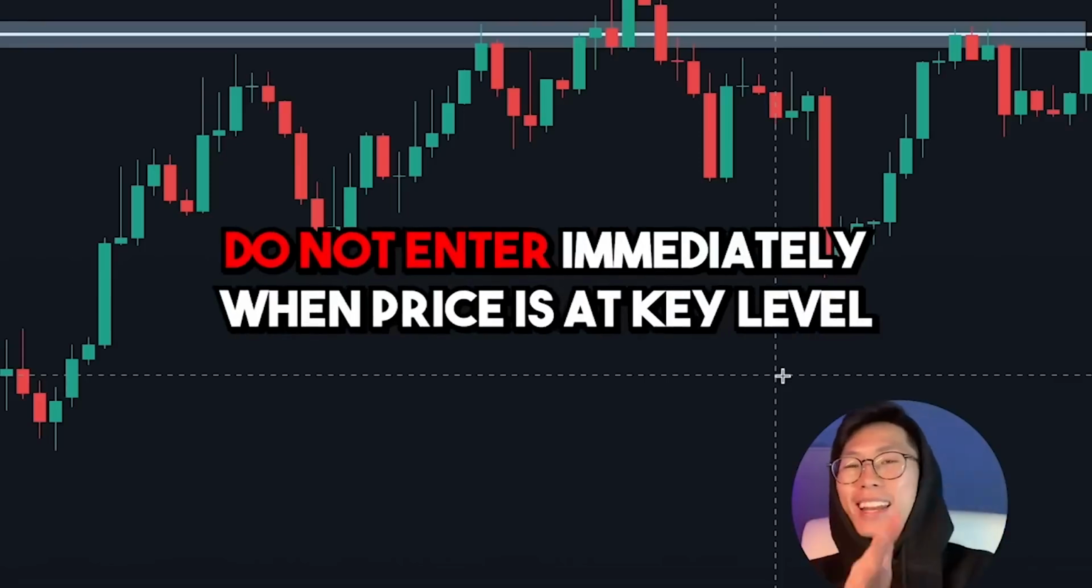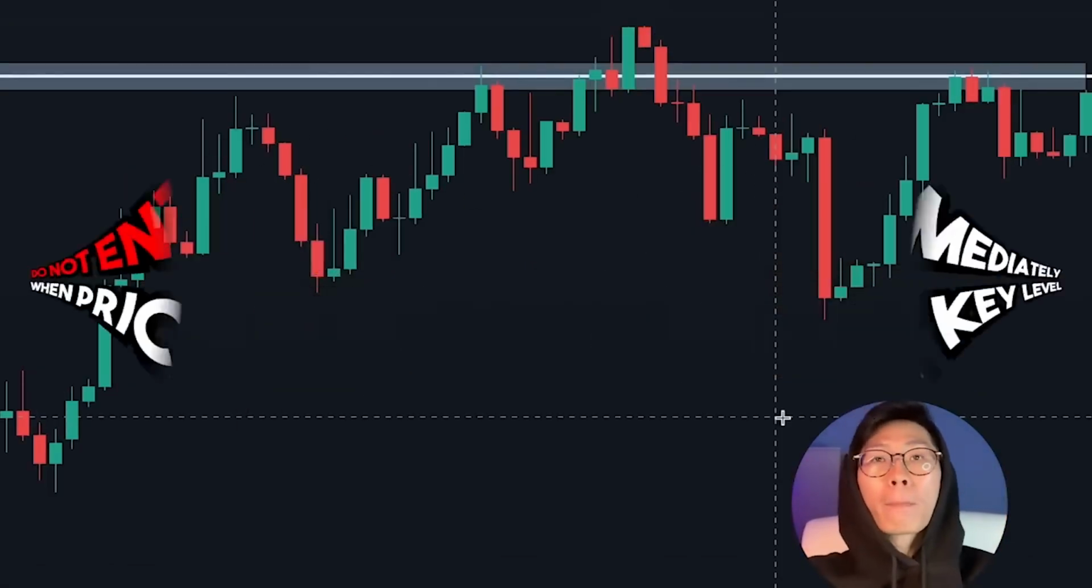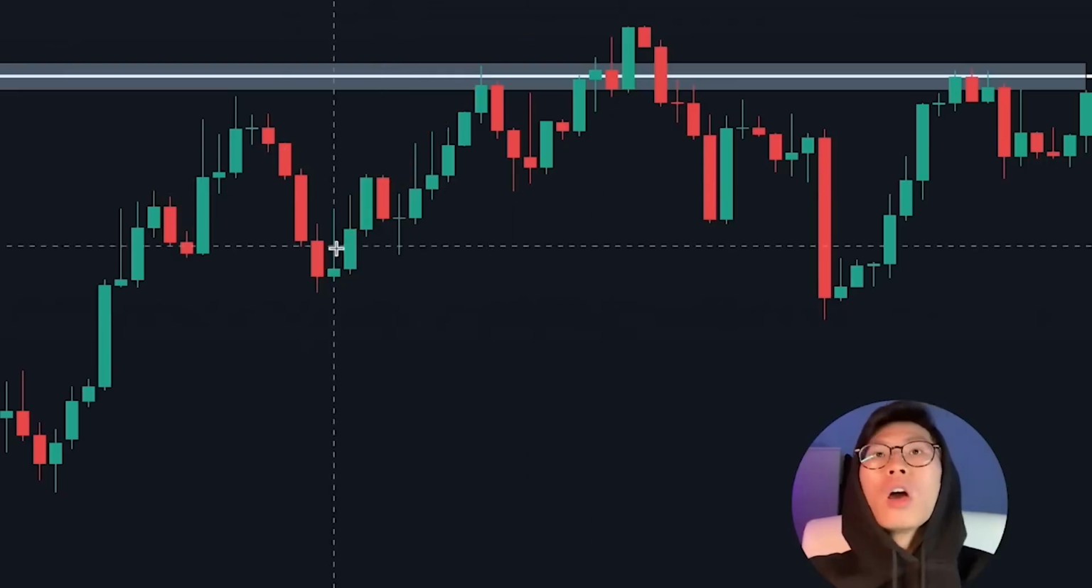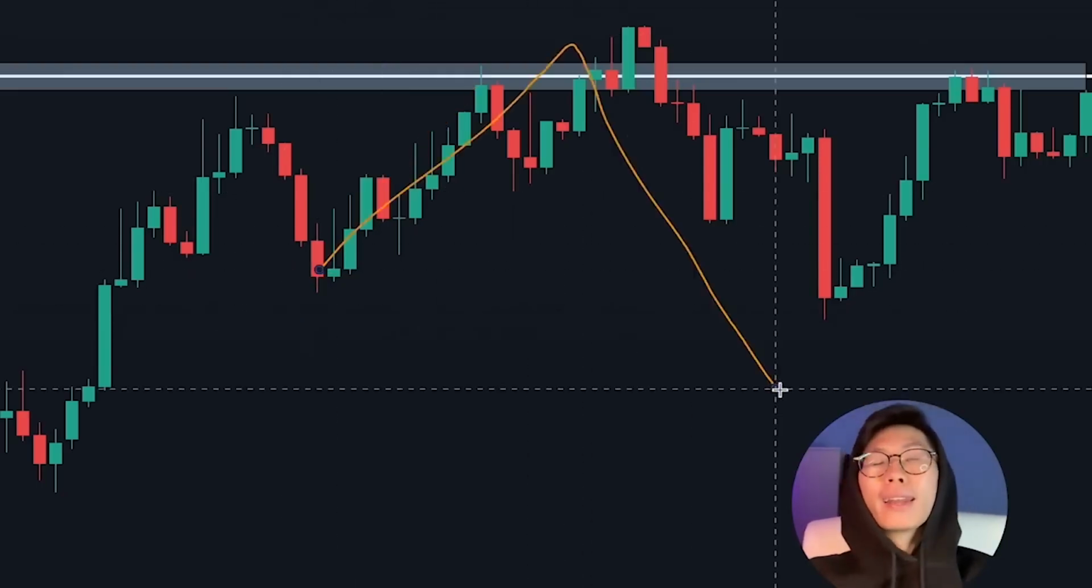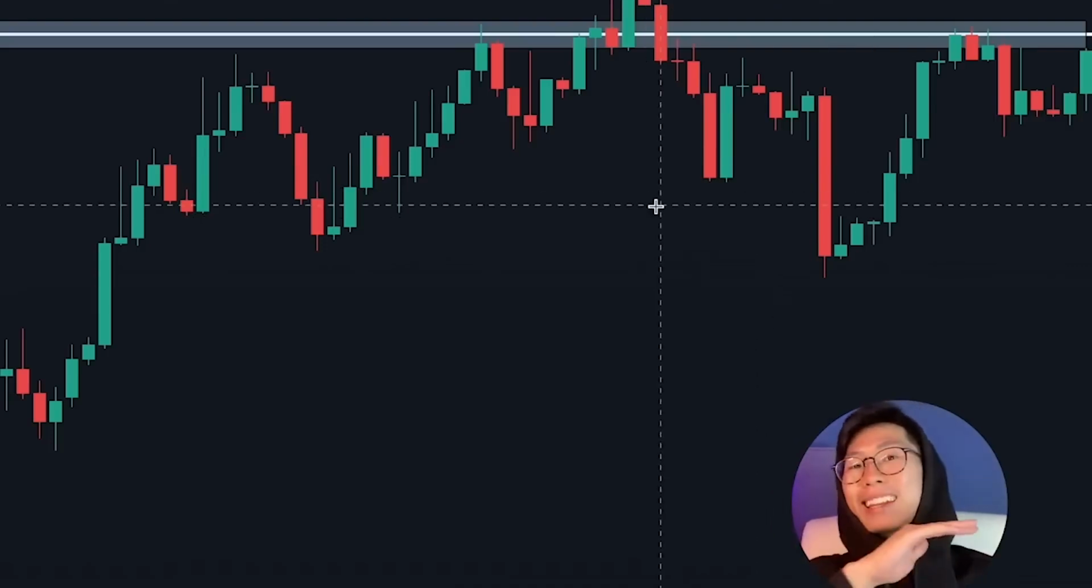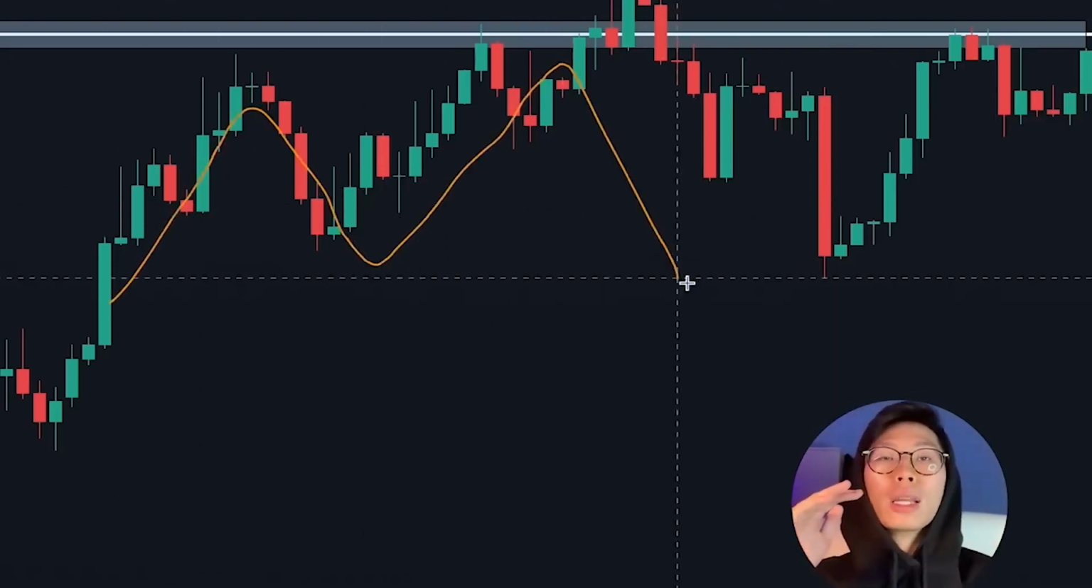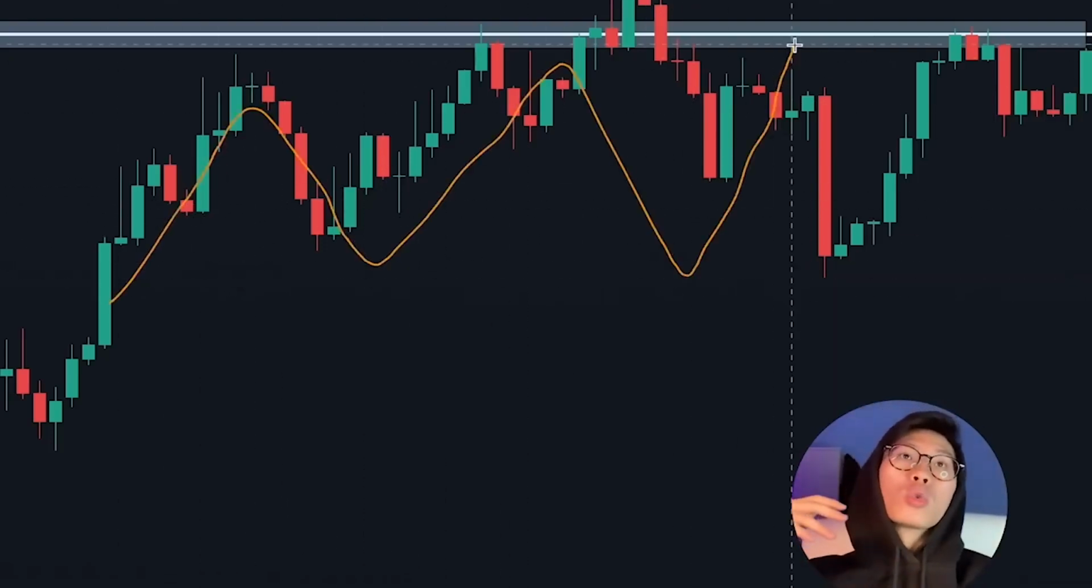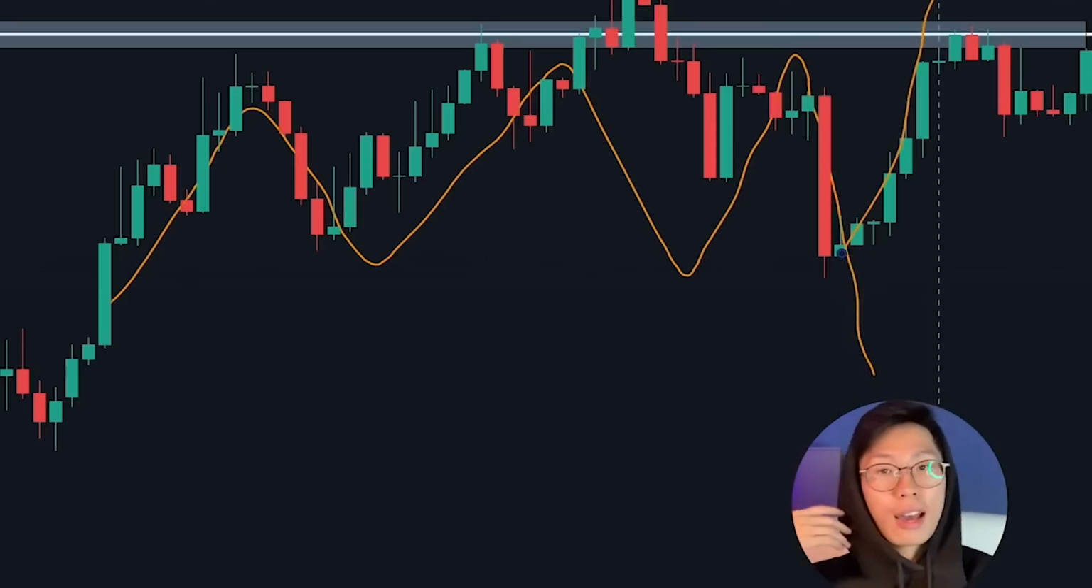When price is at a key level, do not enter yet. You cannot assume that price is going to break past this key level or reverse immediately at the key level. Price can literally consolidate for a little bit before it decides whether it wants to reverse or break the key level. So be patient, do not chase the trade, and react to the market.